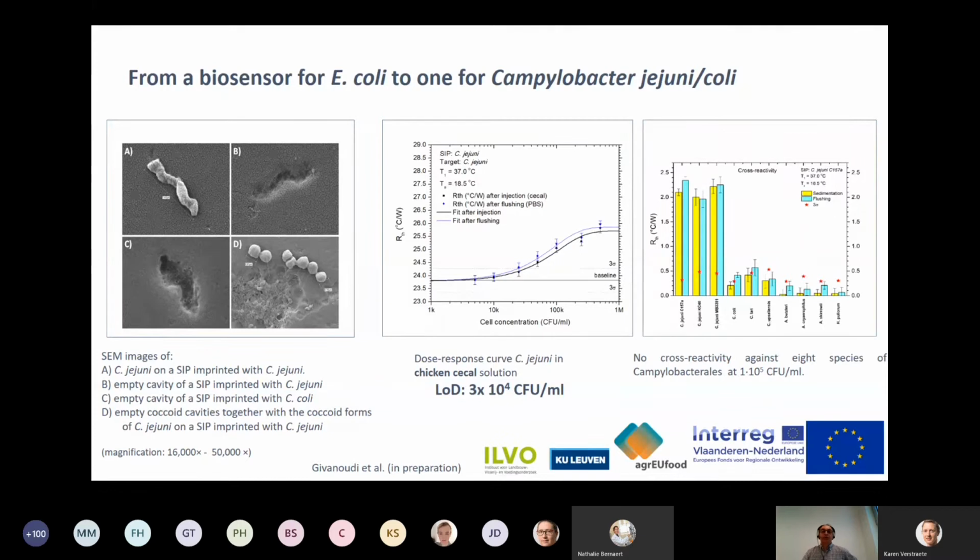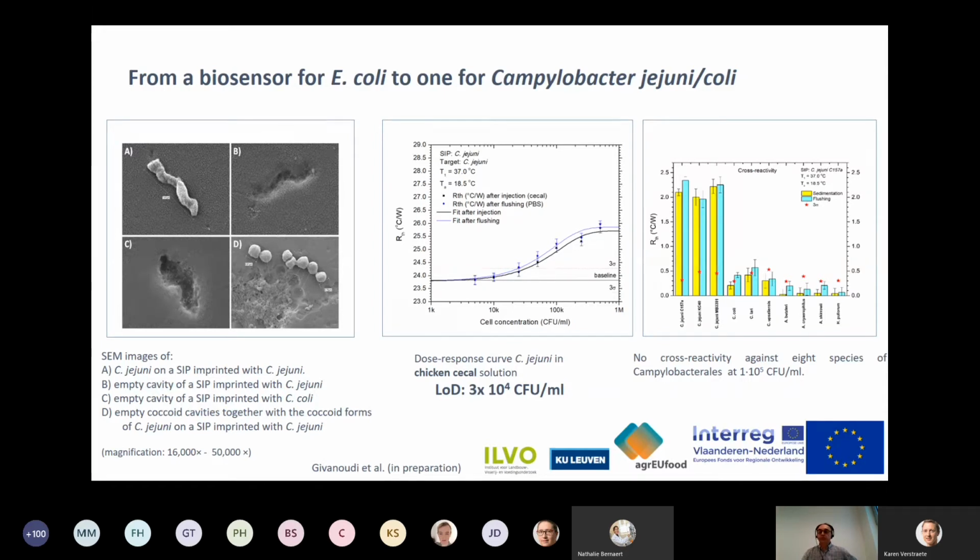Then in the middle, you see the dose response curve. This time it is made in a chicken cecal solution, because the chicken cecum is the part of the intestine where most of the Campylobacters multiply. And this will cause carcasses to be contaminated in the slaughtering process. In this chicken cecal solution, we found a limit of detection of about 10,000 colony units per milliliter, and this is an amount which is frequently present in the intestine of chickens, and even higher amounts are present.